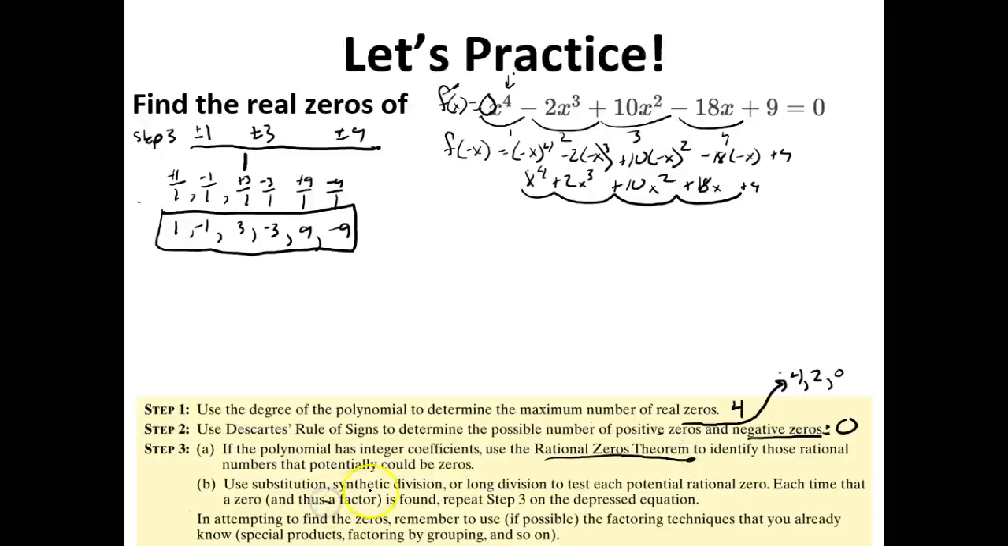Then it says use substitution, synthetic division, or long division to test each potential rational zero. Well, I'm going to use a little bit of a combination of step 2 and step 3. In step 2, there were going to be no negative zeros. What that tells me is if there's no negative zeros, I don't even have to try these negative numbers. I can toss them out. So if there's a number that can be written as a fraction that is a zero, it has to be either 1, 3, or 9. I'm going to test 1 using synthetic division. So I put 1 in here using synthetic division.